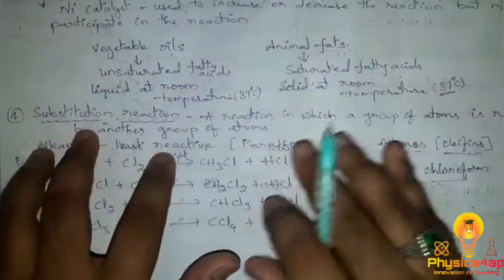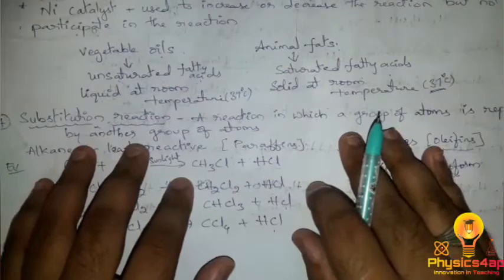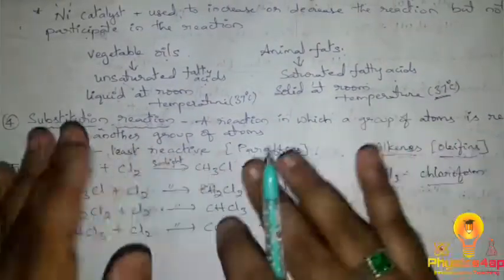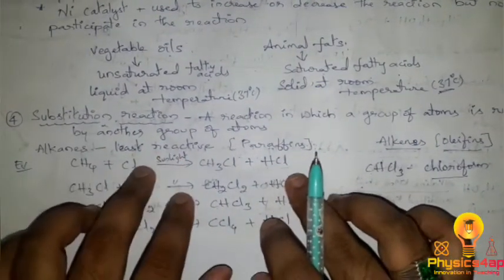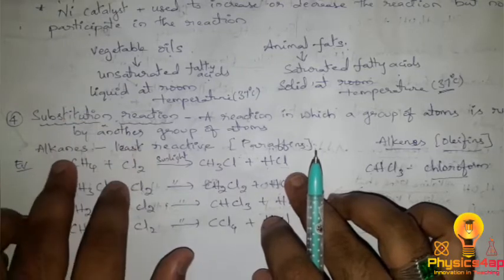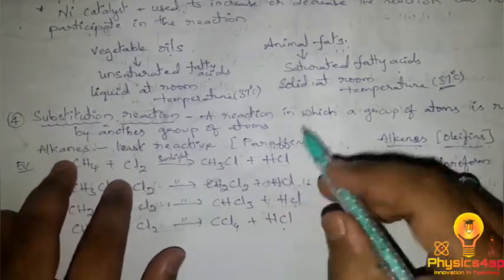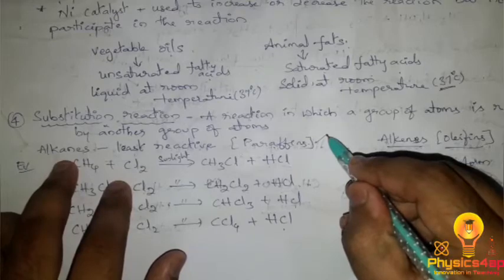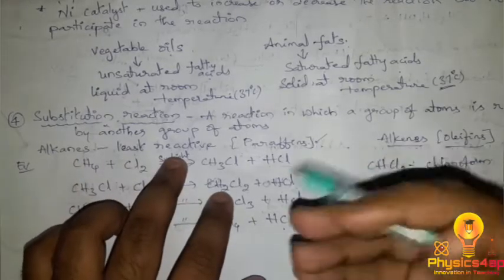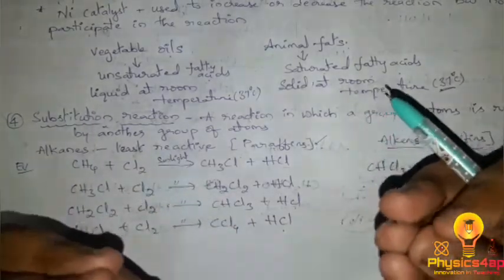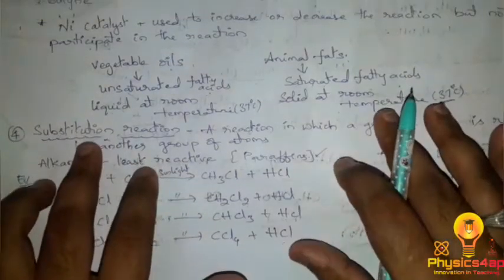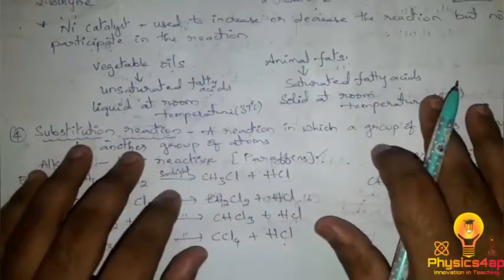So this is what we call the substitution reaction, in which a group of atoms is replaced by another group of atoms, and this substitution reaction is done only for alkanes, so they are also called paraffins. Paraffins means they are least reactive or can be easily broken out. So that is what we call the substitution reactions.